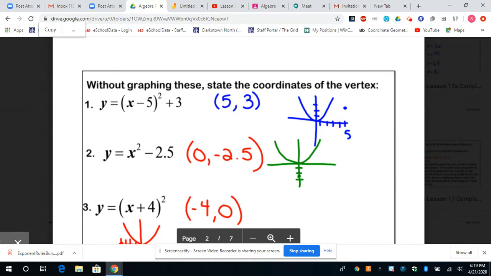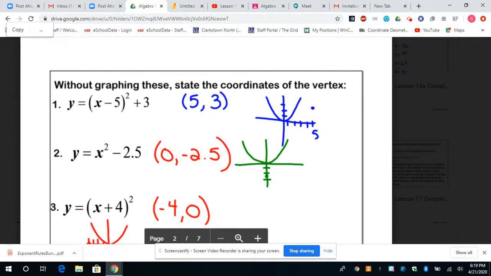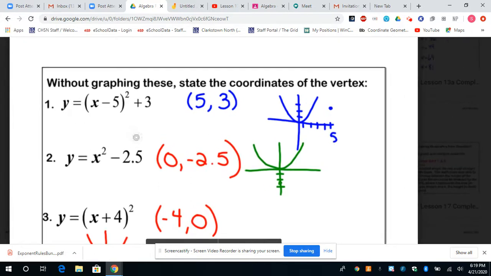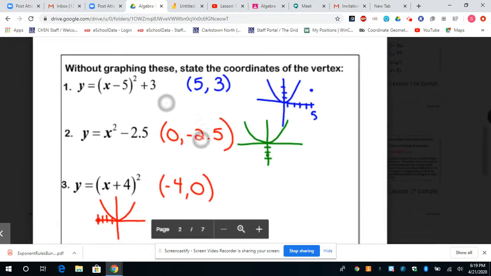And remember, we're taking the opposite of what's inside the parentheses, and we're just taking the value on the outside. So if it's x minus 5 inside, it's just going to be a positive 5 for the x value of the vertex and 3 for the y value of the vertex. So vertex form stems from when we did completing the square. When we factored using completing the square, I had you solve it to look like this. Then I had you set it equal to 0. Then I had you find the solutions. So it all really connects.